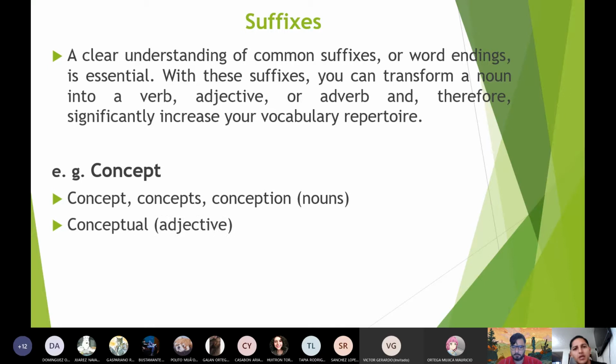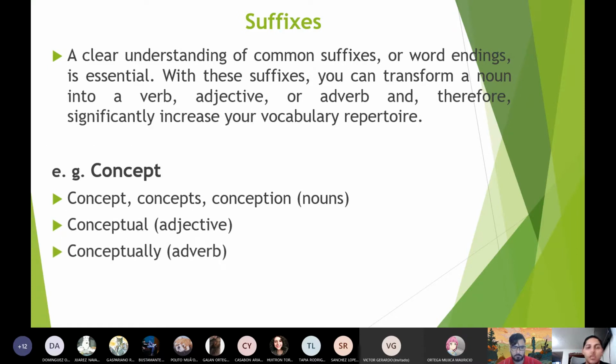If we continue with the same word, we can find out that a concept can be changed into an adjective, and we have conceptual. Okay, and now adjectives, you already know what adjectives work for, right? So they work for describing the action, etc. Okay, we have already checked that.